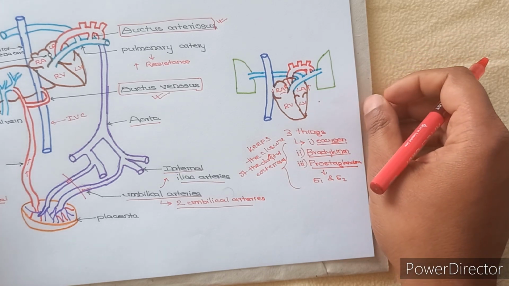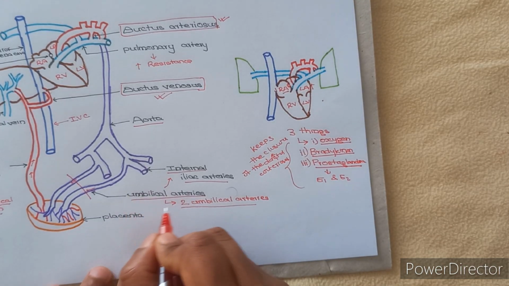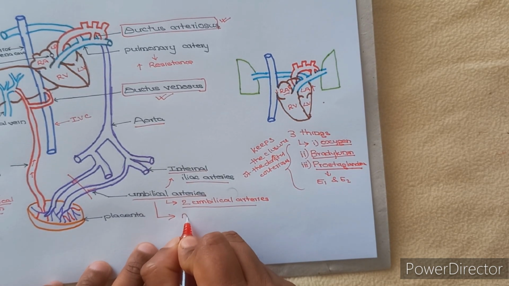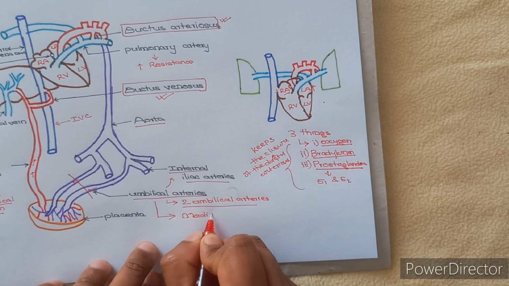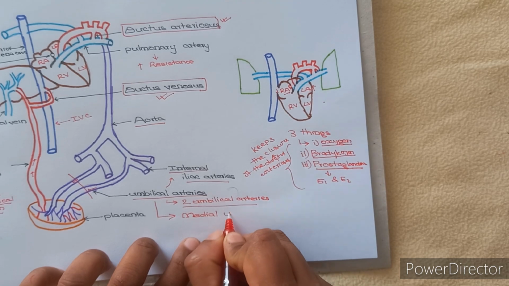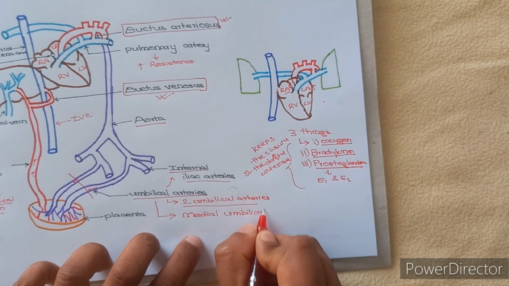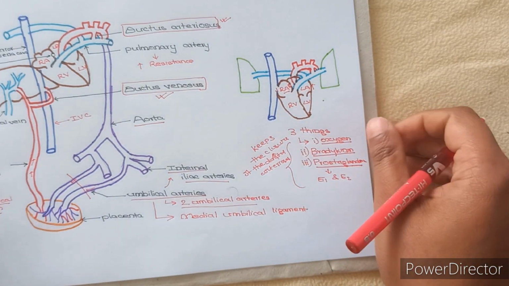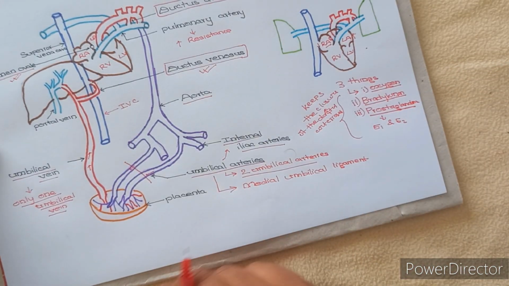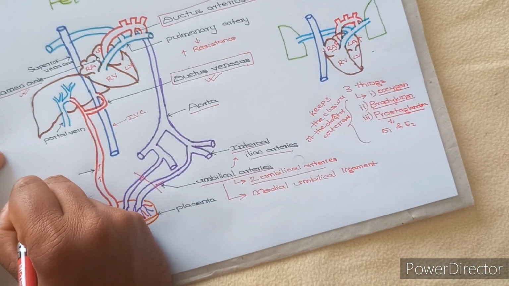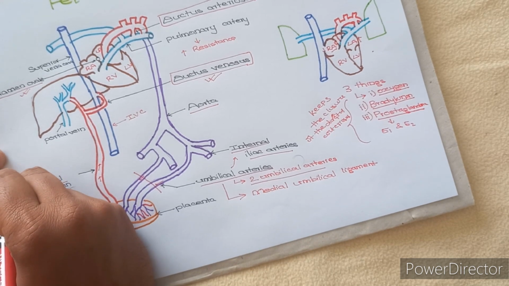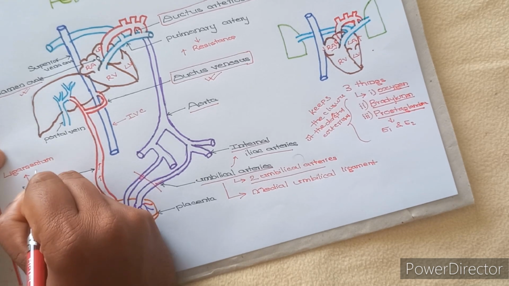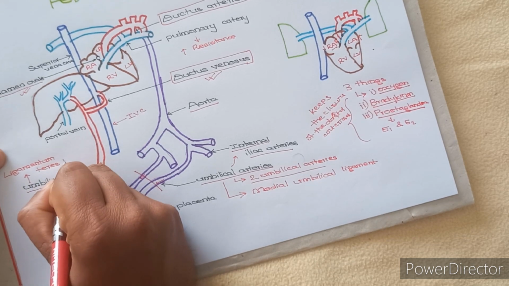Now we are going to discuss the postnatal derivatives, what happens to the umbilical arteries after the birth. These umbilical arteries will change into the medial umbilical ligament. The postnatal derivative of umbilical arteries is medial umbilical ligament, and the postnatal derivative of the umbilical vein is ligamentum teres hepatis.